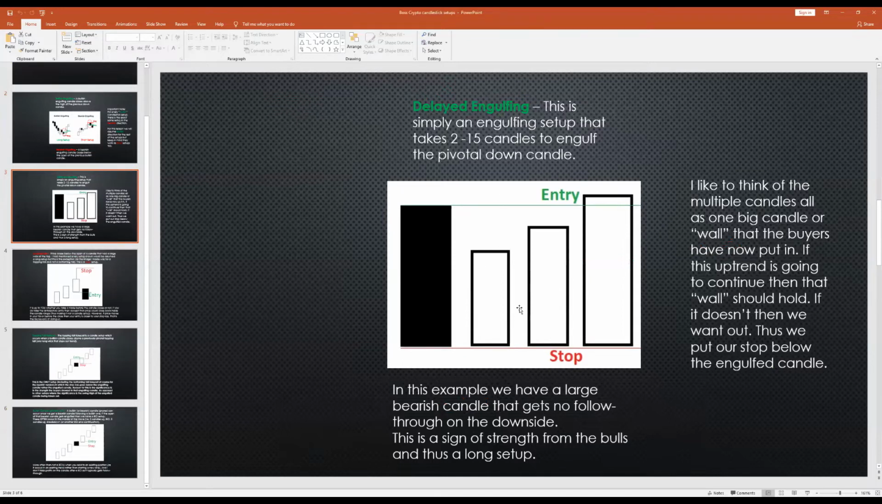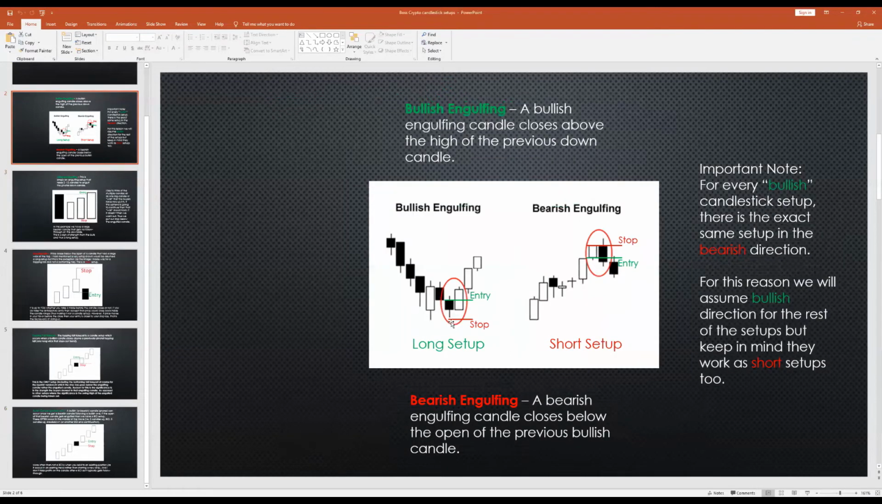I like to think of the multiple candles all as one big wall or one big candle that the buyers have now put in, right? And so if this uptrend is going to continue, then that wall should hold. And if it doesn't, we want out. And that's why our stop goes below the engulfed candle, okay? That's one thing to keep in mind here. The stops go below the engulfed candle or above in a short setup, or they go above the high of the move or below the low of the move.